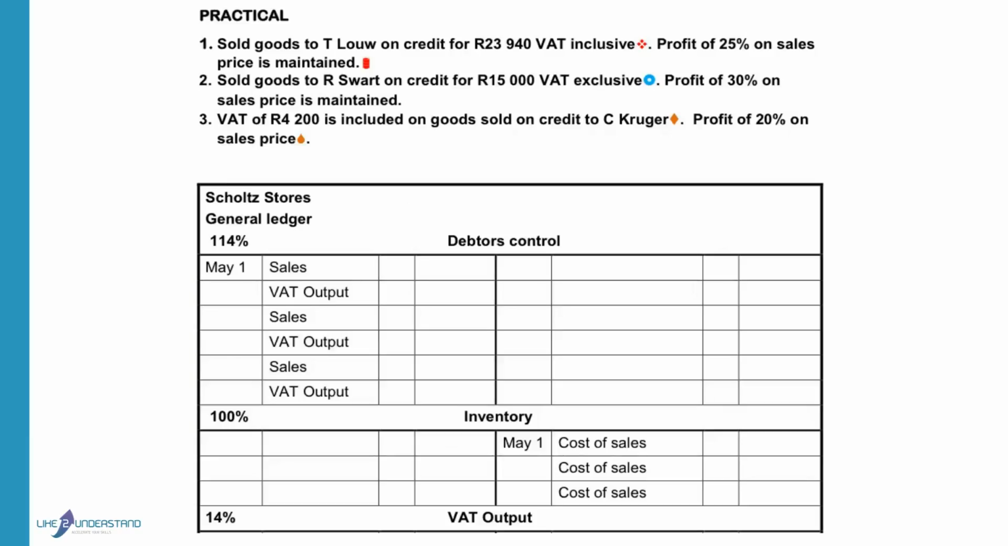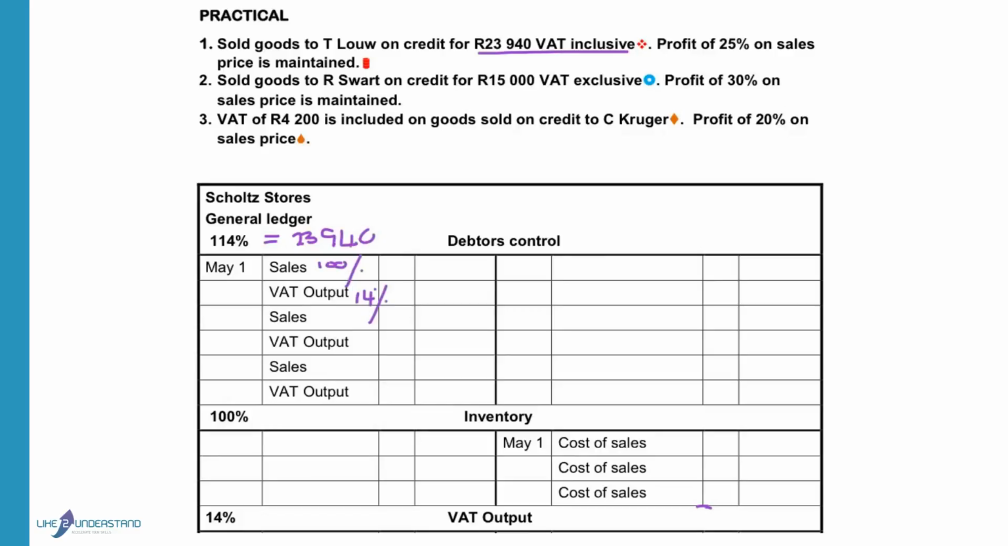Sold goods to low on credit for 23,940, VAT inclusive. So that means this figure equals 114%. And in the debtors control, you write the 114%. So it means that I have to split this figure between the sales amount and the VAT of 14%.